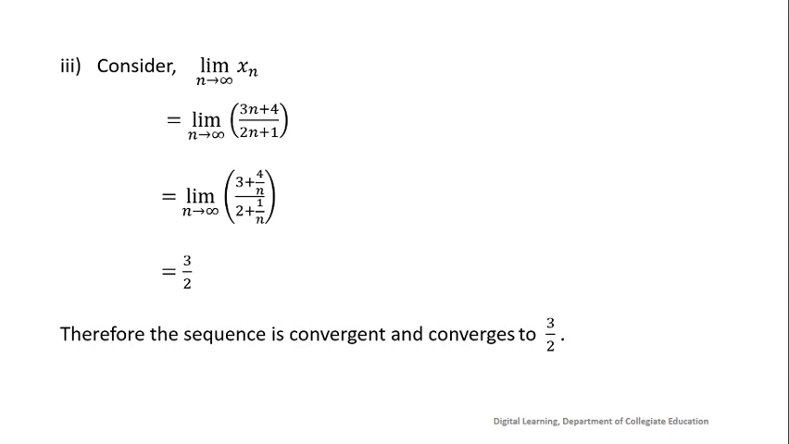On applying the limit as n tends to infinity, 4 by n, that is 4 by infinity, is 0, that is 3 plus 0 in the numerator. Similarly in the denominator, 2 plus 1 by infinity is again 0. We will get finally 3 by 2. Therefore, the sequence is convergent and converges to 3 by 2.